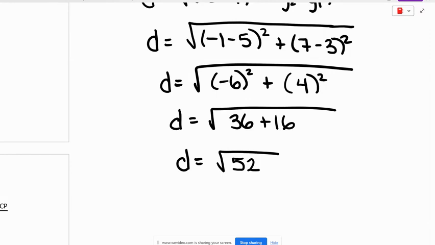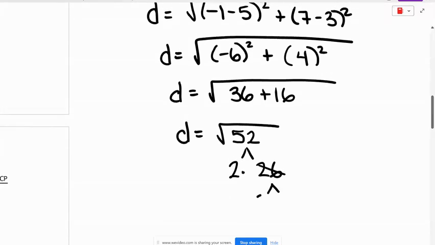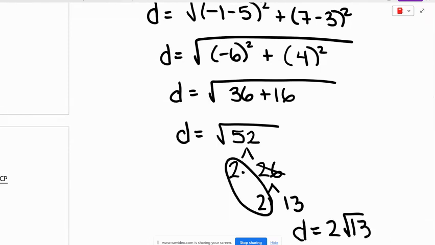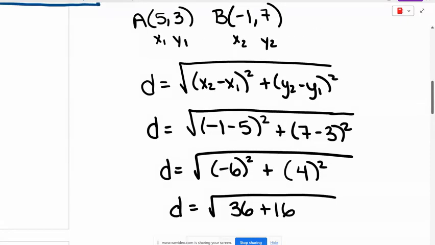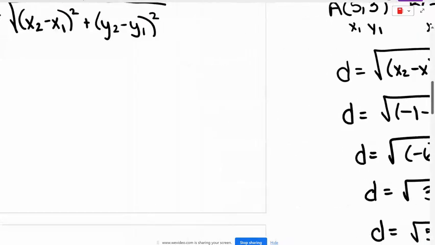Any pairs in 52? Yes, no, maybe so. Can't you do 2 and 26? And then 26 is 2 and 13. So the distance will be 2 root 13. So the distance between point A and point B is 2 root 13 units long. So this is how you use the formula. All right, now for this formula, we're actually not going to be simplifying much for this word problem, but I just wanted to show you how the formula is used in, I guess, the geometry world.